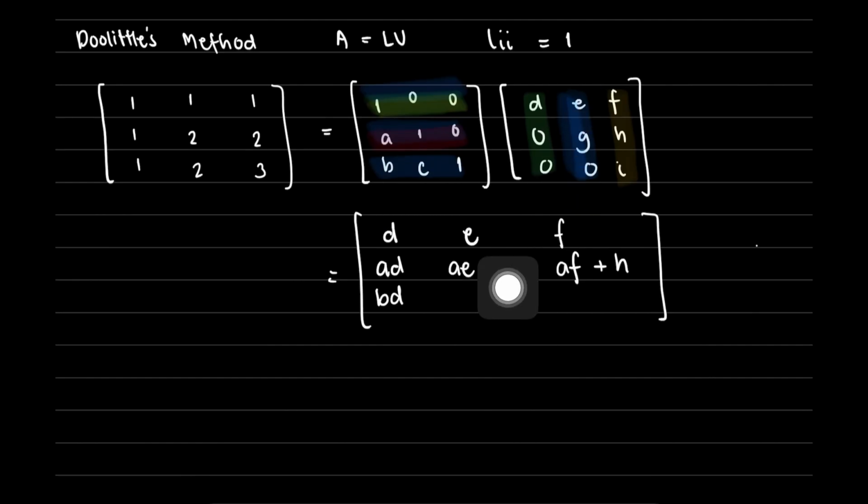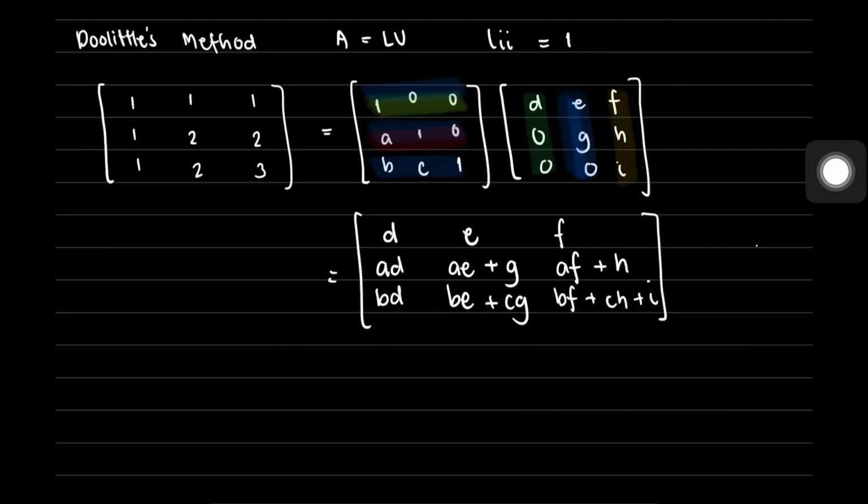And for the element in here, we have B times E, plus C times G, and then we have 1 times 0. So that's basically BE plus CG plus 0, or simply BE plus CG. And lastly, the third row multiplied with the third column, we have B times F plus C times H plus I. So this is now the resulting matrix if we multiply the LU, the lower triangular matrix and the upper triangular matrix.